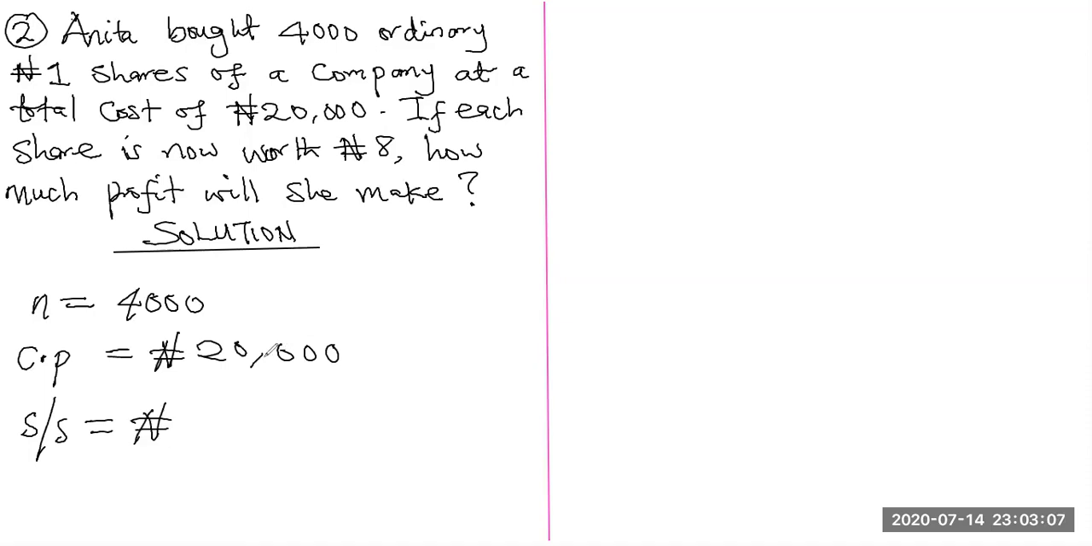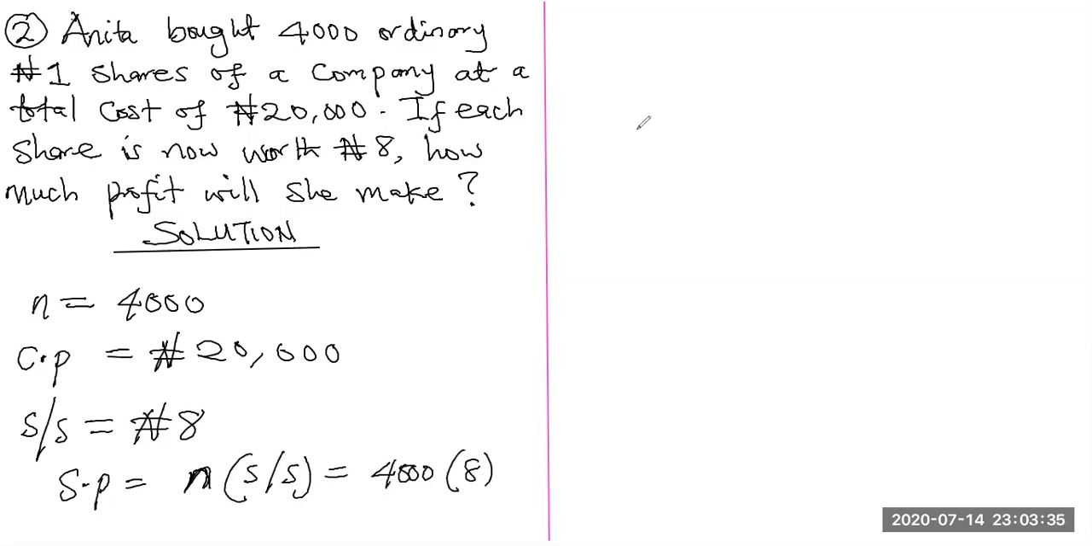How much profit will she make? We are talking about if she sells off her investment now, how much profit will she make? Because she may want to sell off if she's no longer interested in the company. So the selling price per share is 8 naira. The selling price for everything is the number of shares she bought multiplied by the selling price per share, which gives 4,000 multiplied by 8, so the selling price SP is equal to 32,000 naira.